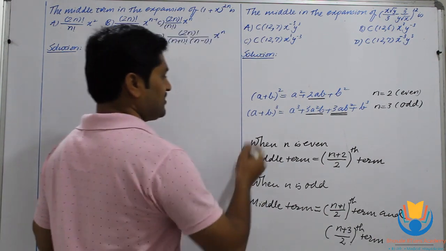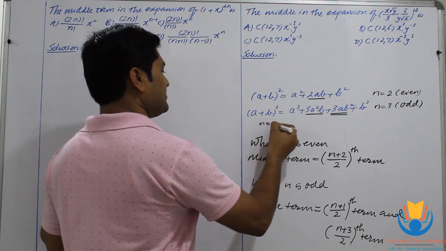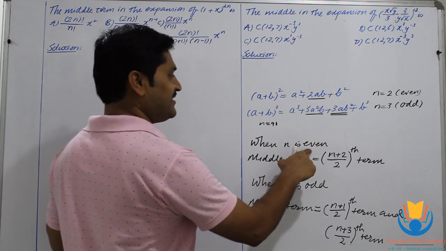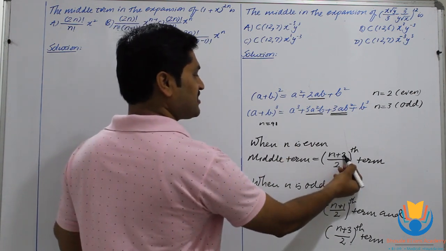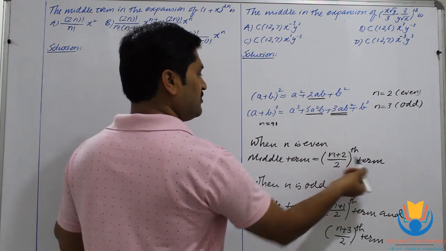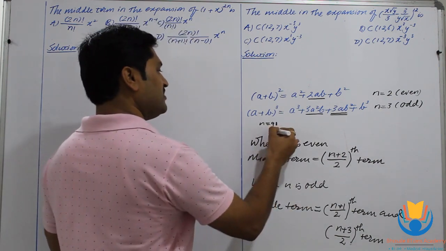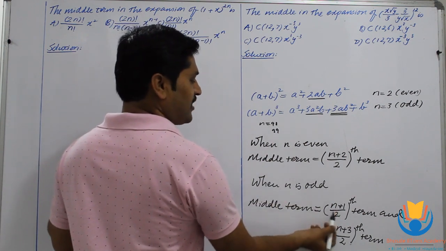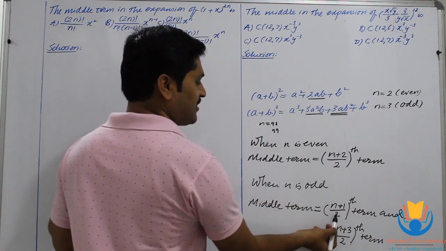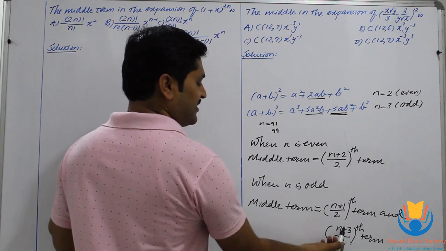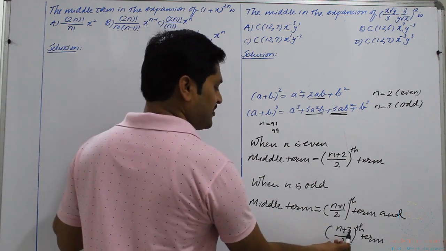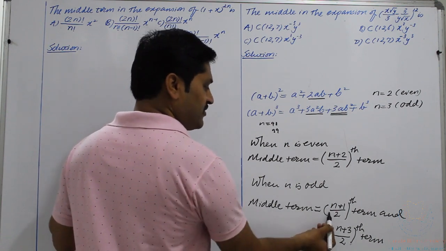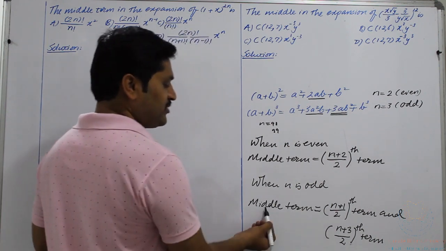So let's take a small example. When the value of n is 98, let's see which one will be the middle term, as this n is even. So 98 plus 2 is 100, by 2 is the 50th term, which will be the middle term. If I take the value of n as 99, then 99 is an odd number. So 99 plus 1 is 100 by 2, that is the 50th term. And here 99 plus 3 is 102, upon 2, that is the 51st term. So here the 50th and 51st terms are going to be in the middle.